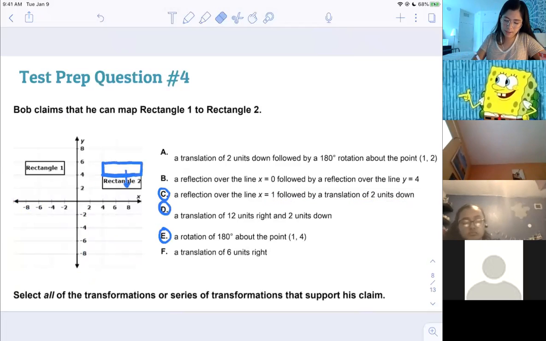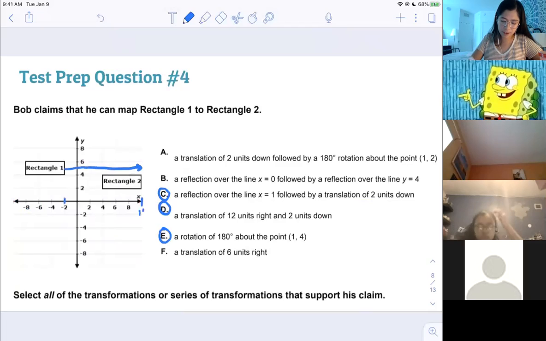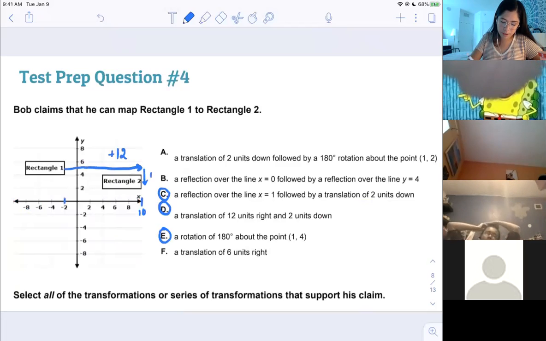So C was correct. D was the other really easy one, as long as you noticed that the boxes were going by 2s. So this started out at -2 and finished off at 10. So you know that's 12 units to the right. And then 2 units down would get you where you needed to go.